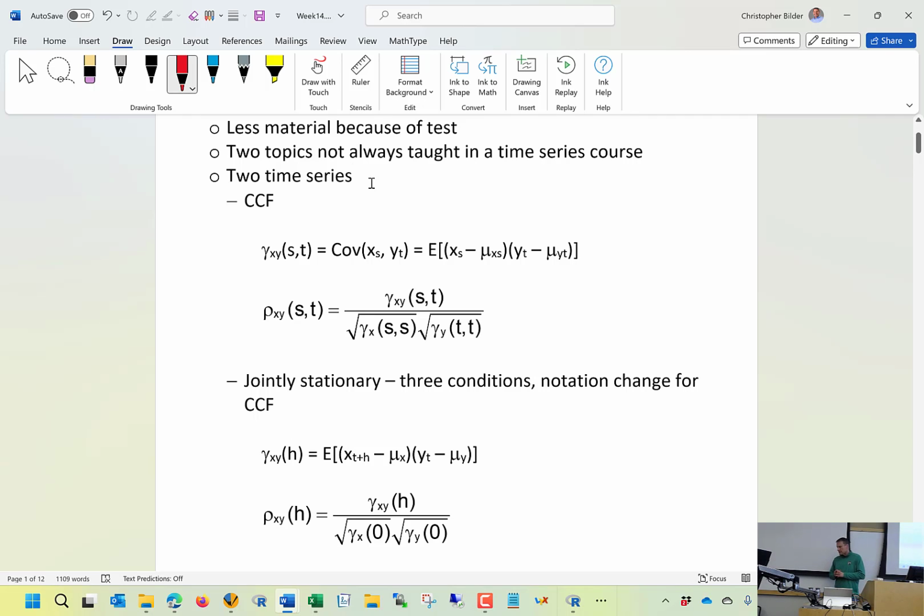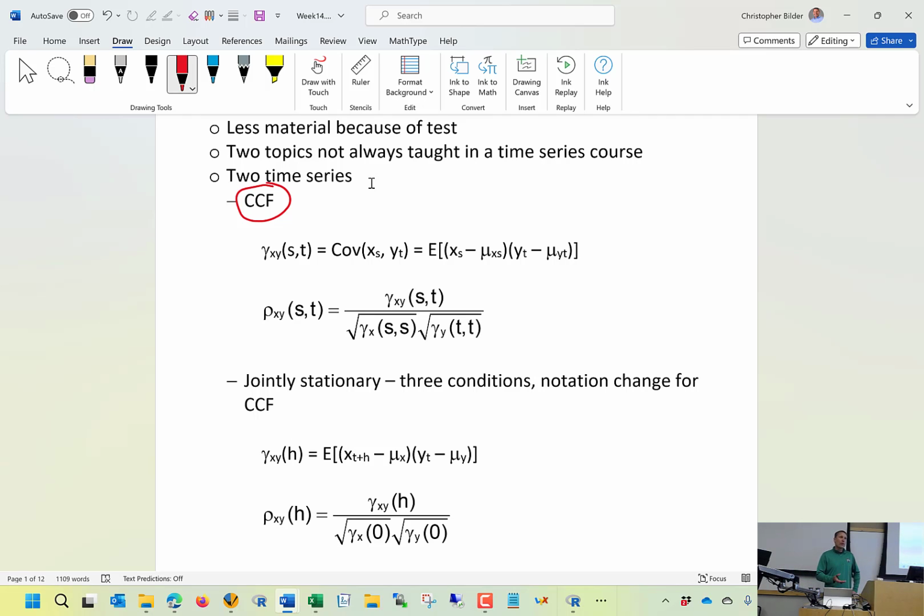So this first subsection starts talking about what happens if you have 2 time series or even 3 or 4 time series, and you want to examine the relationships between the different time series. And the way that we can start to do that is look at something called the CCF, which stands for the cross covariance function, or you can also say the cross correlation function.